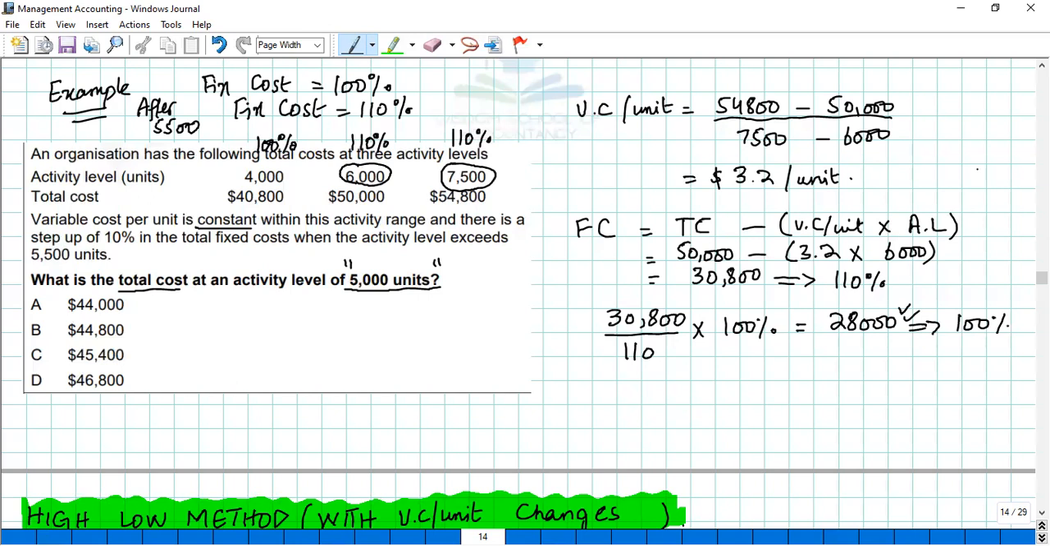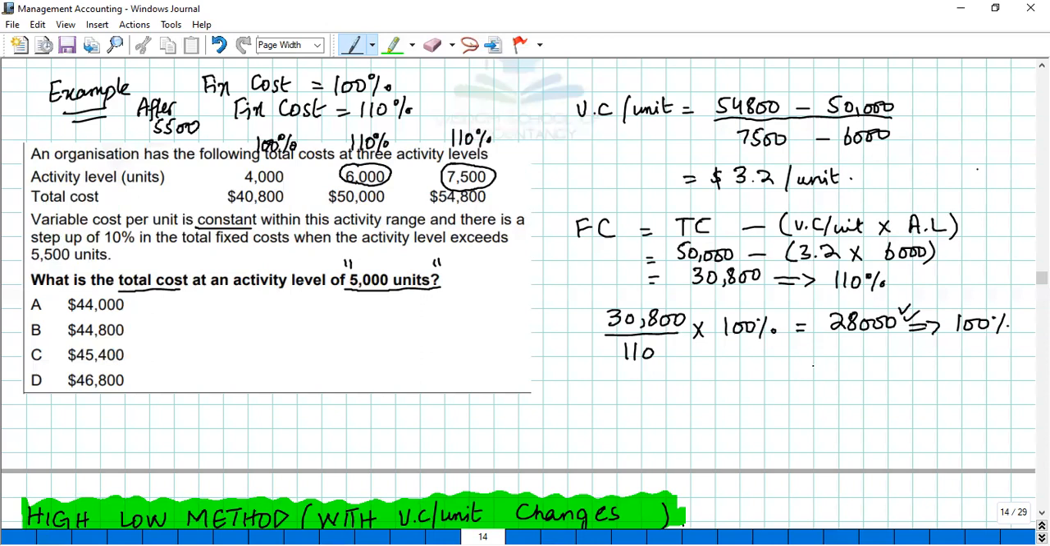So now I will summarize all the things. The first step was to identify those activity levels in which there was step up, in which the fixed cost remains the same. Those two activity levels were 6,000 and 7,500. In both of them, there was an element of the step up, and the fixed cost was the same at both activity levels. That was 110%. I calculated variable cost per unit using that data. Then I calculated fixed cost, and I already knew that the costs I have taken for the calculation include the step up element. So it means that the fixed cost answer must have the step up element included in it. So the fixed cost that I calculated, 30,800, was equal to the 110%.